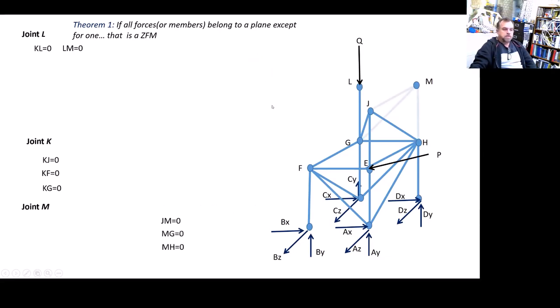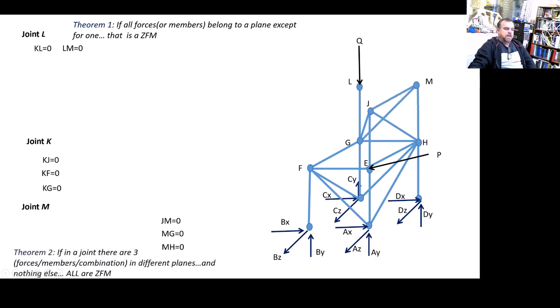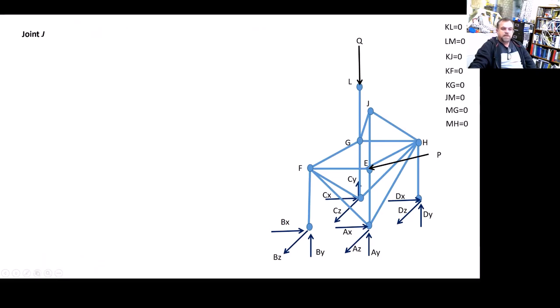Or let me switch this back. I can apply the other theorem, which is theorem number two, which I could apply also before for joint K. What that theorem says is, if you have in a joint three bars, any combination that adds three, in different planes, not in the same plane, the three of them are zero. So JM, MG, and MH are zero. I can do that also. Look how this is being reduced, and I'm putting here all the zero force members that we have so far.